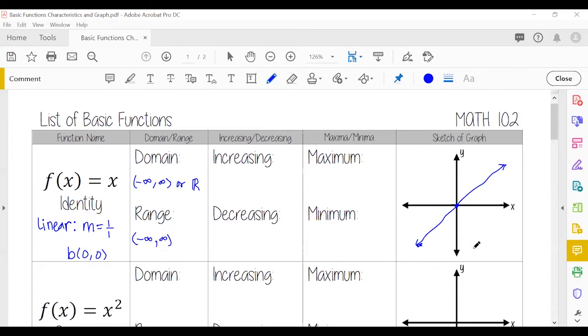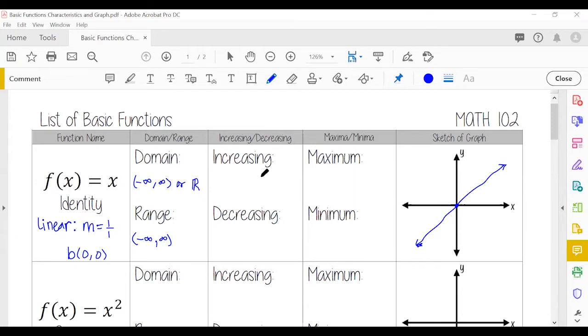The domain, if you remember, is representative of our x values. So it's as we move from left to right, which x values get used. And the range, remember, is representing the y values as we move from bottom to top, what values get used, okay? And in this case, all of them.